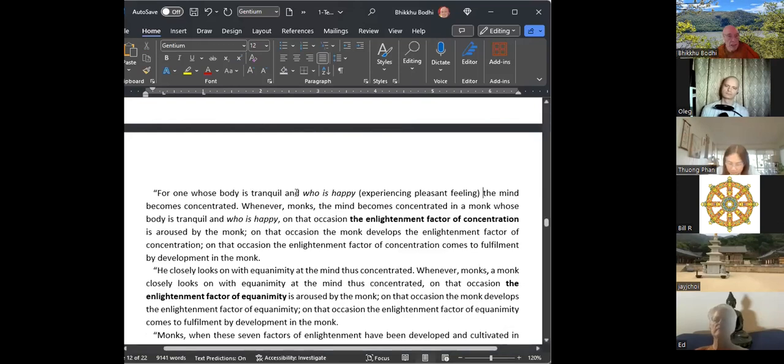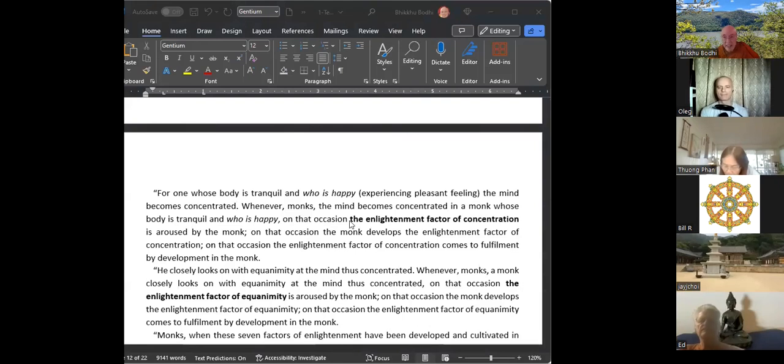That for one whose body is tranquil and who is happy or experiencing pleasant feeling, the mind becomes concentrated. So when the mind becomes concentrated, then the enlightenment factor of concentration appears. This is the concentration, the unification of the mind on the object, the sustained, undisturbed focusing on the object.